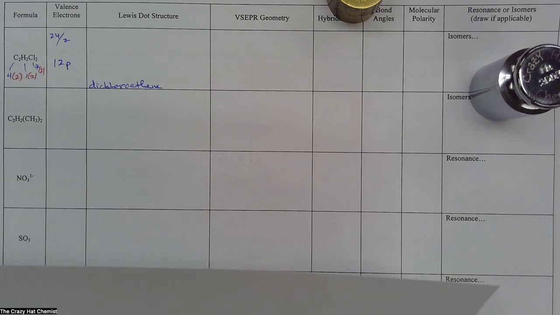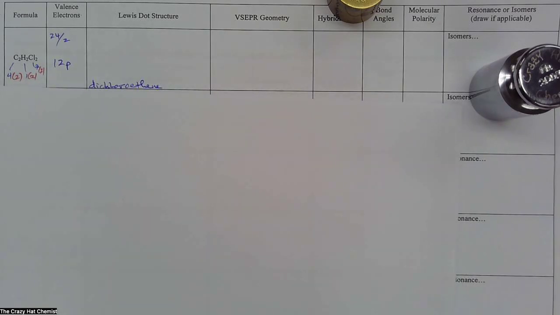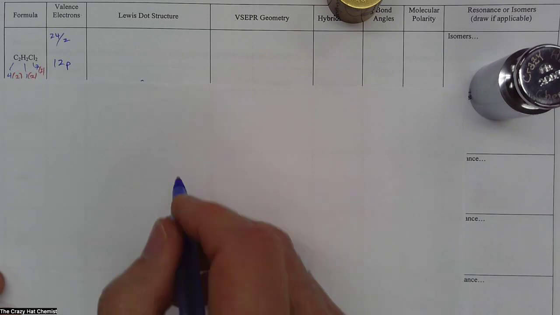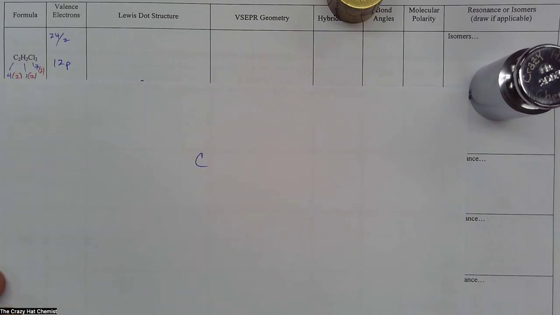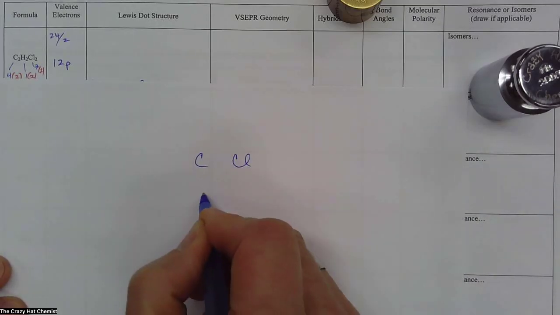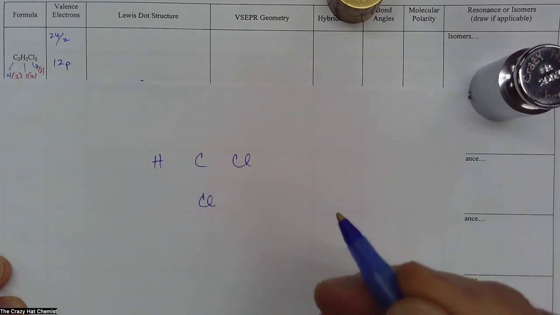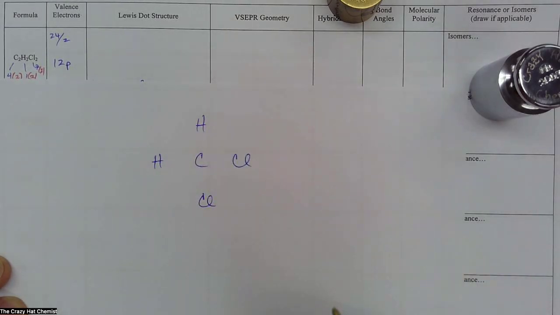And this is the first structure that many students come up with. I'm going to write this down here, and then you're going to find out that this is wrong and it doesn't make sense. So you've got a carbon in the middle. The least electronegative is in the middle. You've got a chlorine, a chlorine, a hydrogen, a hydrogen. Oh, wait, you actually have another carbon.